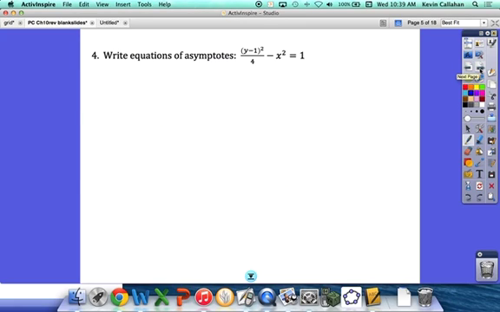Four. Okay, write the equations of the asymptotes. So what shape is it that has asymptotes? It's a hyperbola, right? So let's see, what's the center of this hyperbola? It's (0, 1). So (h, k) equals (0, 1). And is it horizontal or vertical? And how do you know that? Because the first term, the positive term, is a y term, right? y is a vertical coordinate, so this thing is definitely going to be vertical.